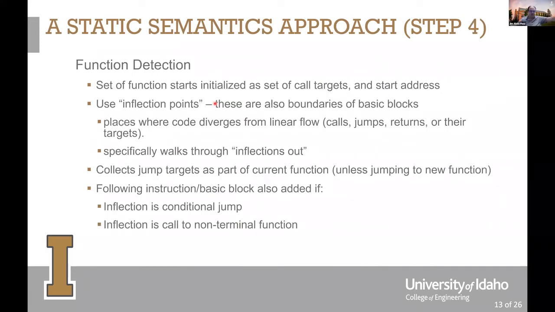Then we go through the code and say, okay, we've got this, let's start going. Start with something we know is the start of a function, start at a call, and work through it, analyzing all the places where an instruction is a target of a jump or a call, or instructions where the control flow leaves. We call these inflection points, places where the code diverges from our linear flow. So calls, jumps, returns, etc. Walk through all these inflections where we're leaving the code.